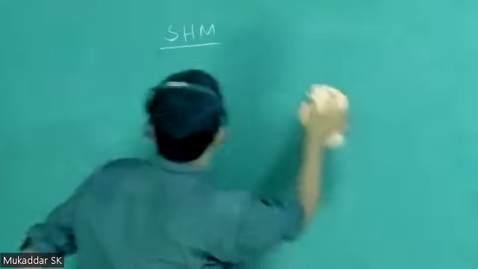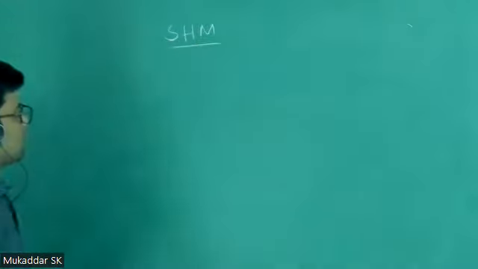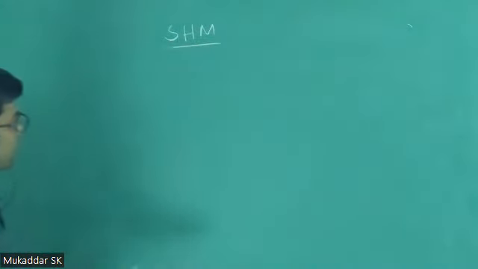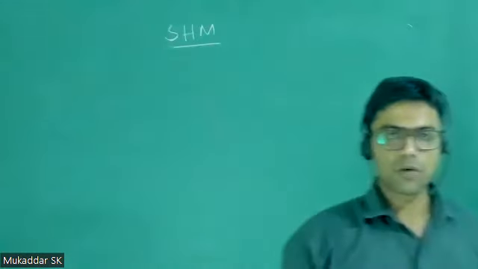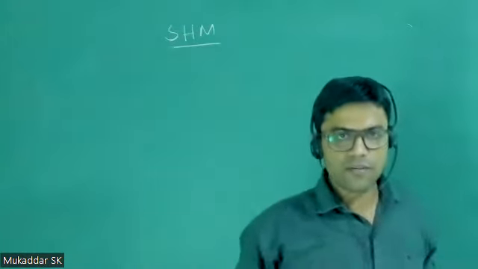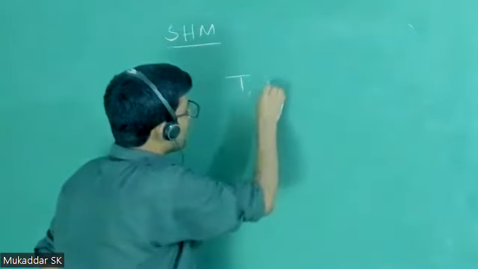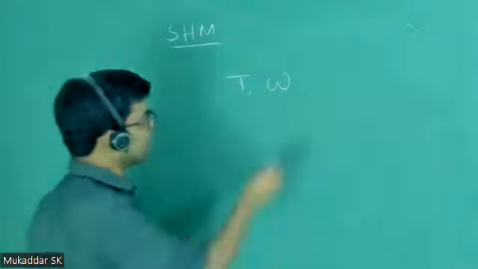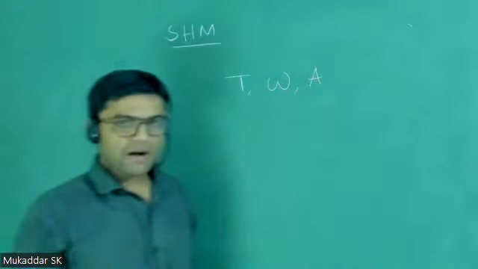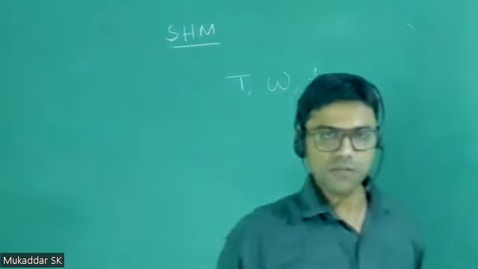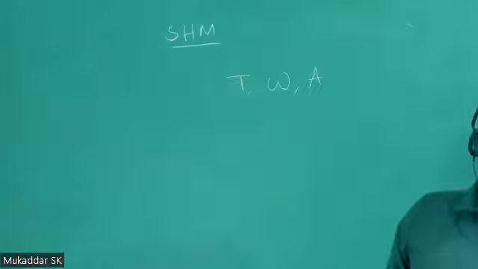Now we'll solve another beautiful problem from simple harmonic motion. Then we'll proceed further. Suppose a particle is executing simple harmonic motion, the time period of oscillation is T, angular frequency is omega, and amplitude is A.